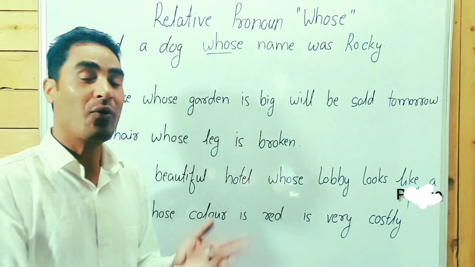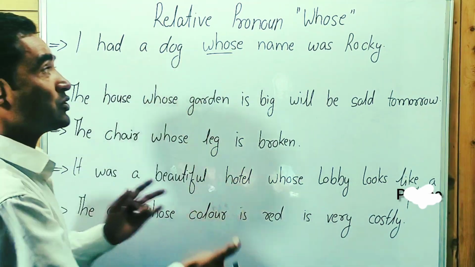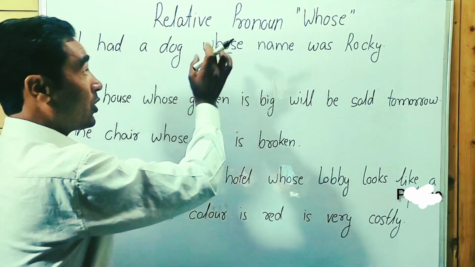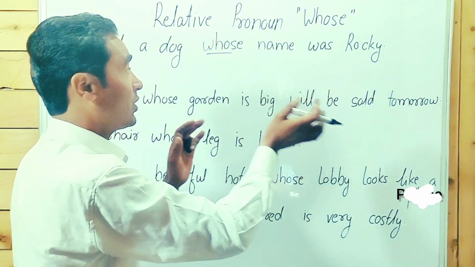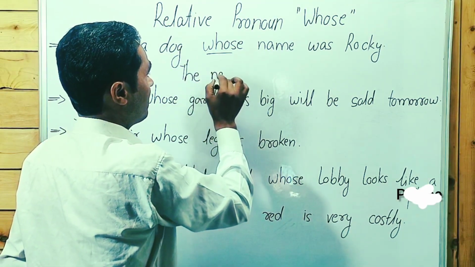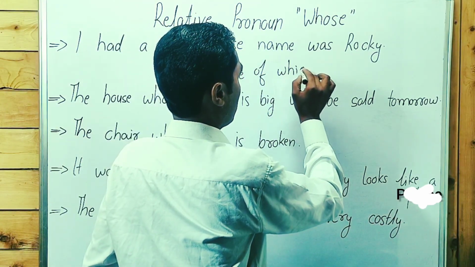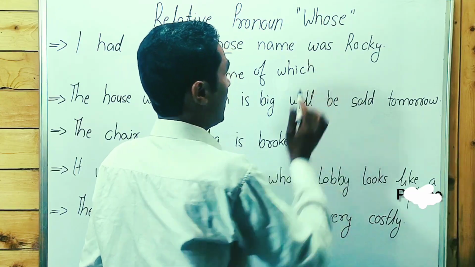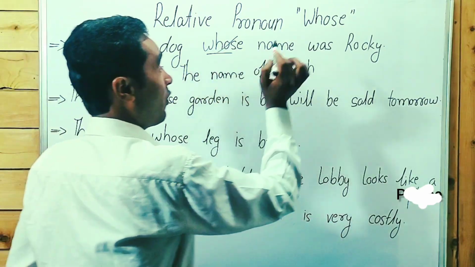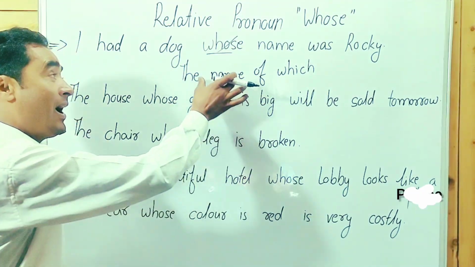So what is the correction of these sentences? Guys, point to be noted. If you want to write this sentence correctly: I had a dog, we don't use whose name was Rocky, we use the name of which. Now it's a correct sentence. I had a dog, not whose, the name of which was Rocky. In formal English you will have to write this.